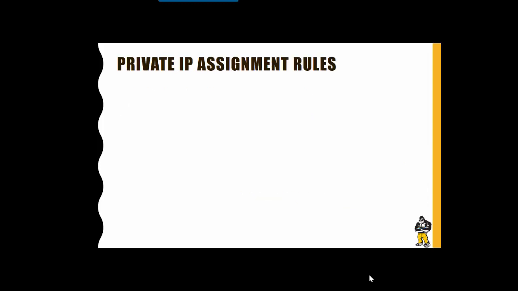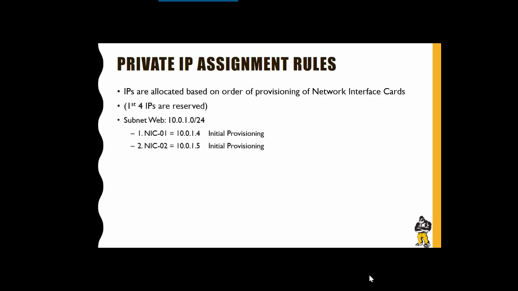On the other hand, a couple of words around private IP. A private IP is allocated based on the order of provisioning your network interface cards. The first 4 IP addresses are reserved by Azure. So for example, when you create a subnet for web servers, for example 10.0.1.0/24, you allocate the first NIC, it will become 10.0.1.4 and the second one 10.0.1.5.